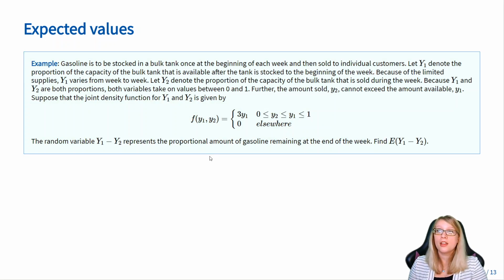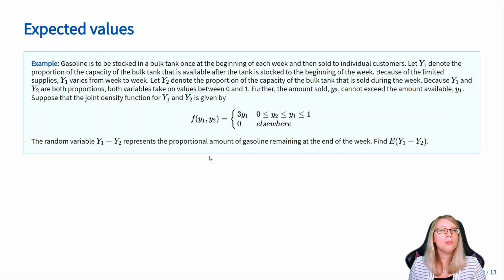So let's take a look at another example. We have gasoline that will be stocked in a bulk tank once at the beginning of each week and then sold to individual customers. Y1 is the proportion that is available after the tank is stocked. So Y1 is what we have available to sell. Y2 is what we do sell over the week. The joint density function for y1 and y2 is given by the following. We've got 3y1, where 0 is less than or equal to y2, less than or equal to y1, which is less than or equal to 1.